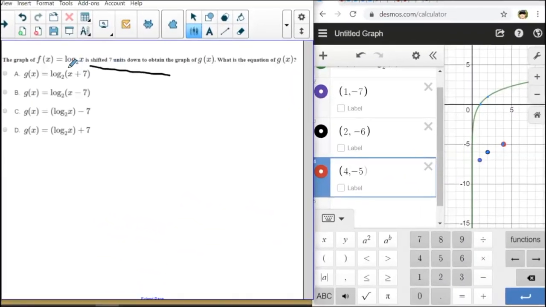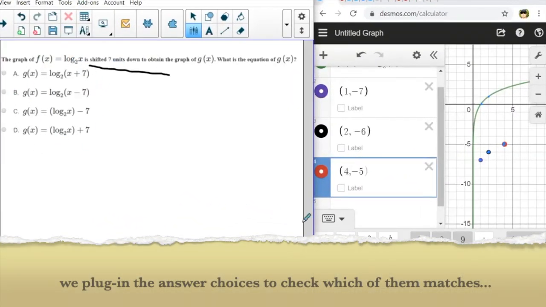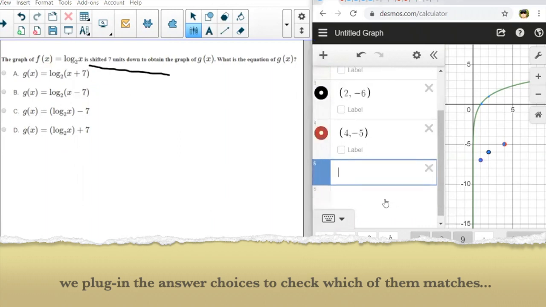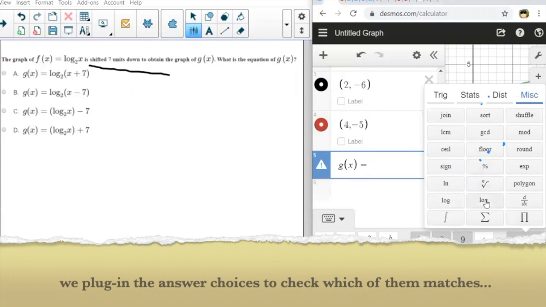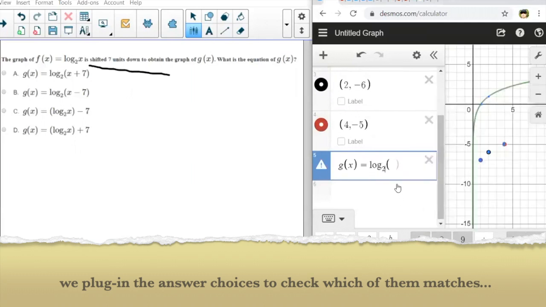So we'll just have to type in the choices. We will start with A. That would be g of x equals, and that log is found here in the miscellaneous section. You have 2, and then x plus 7. You see, this graph never touches our 3 points, which are supposed to be the points of g of x. What if we try letter B?